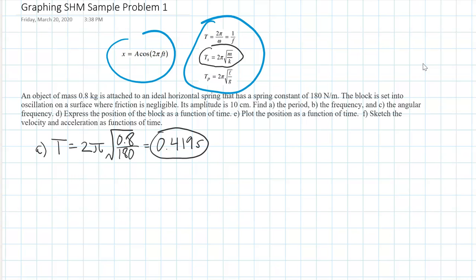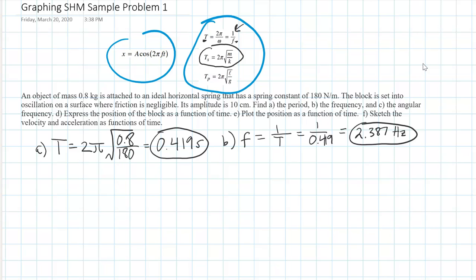And then for part B, we want to find the frequency. And we've got this equation here, which tells us that the period is the inverse of the frequency. So that means the frequency must be the inverse of the period. So f is equal to 1 over the period, which is equal to 1 over 0.419. And you can just press that nice inverse button on your calculator, and that would be equal to 2.387, where the units there are hertz. So that's our answer to part B.